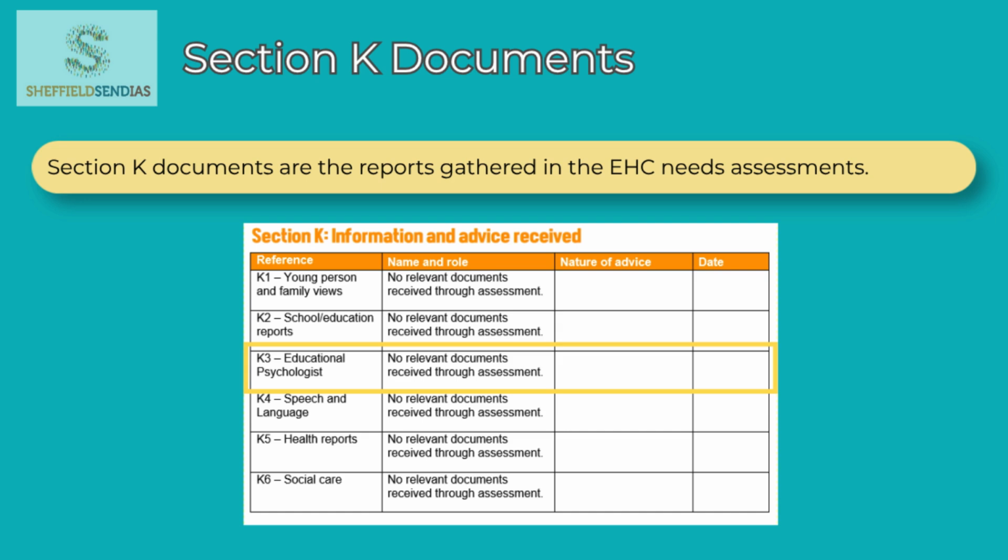If you have new reports, it would be helpful for you to reference these appropriately in Section K. Remember to use the key we discussed previously when you propose any amendments. For example, if you have an updated educational psychology report, you can add that as K3A, and so on.